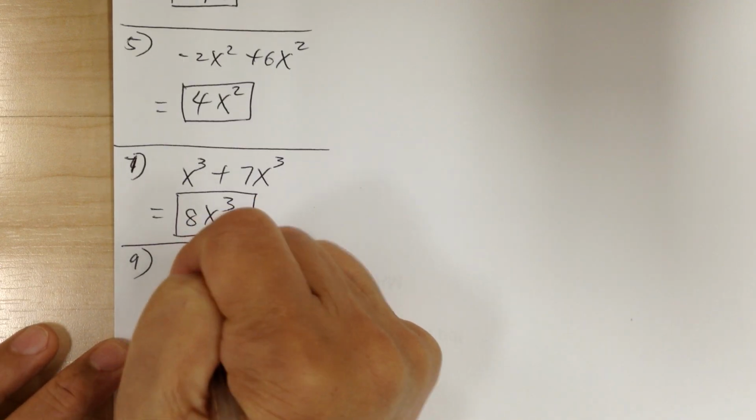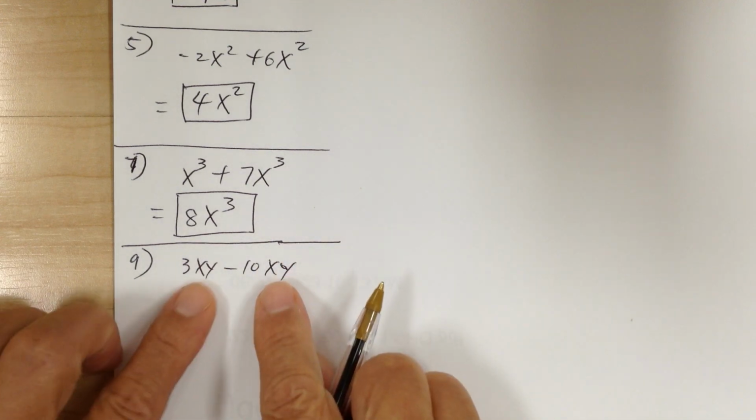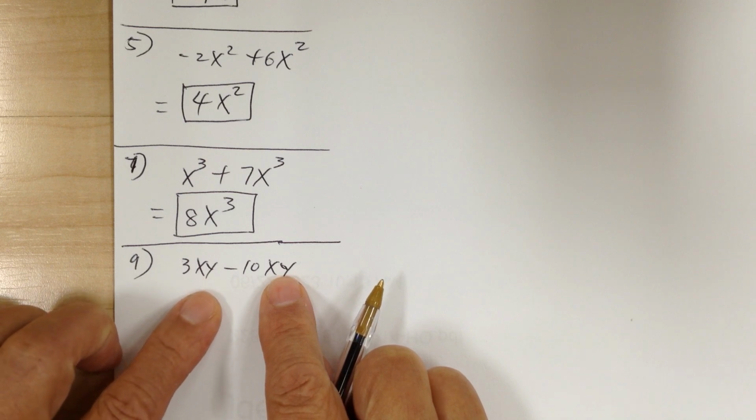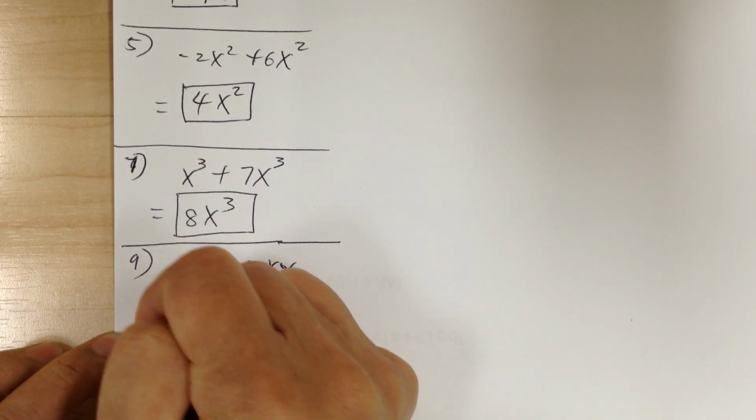Okay, next one you got 3xy minus 10xy. Again, look at your variable, they are exactly the same, so these are like terms. So you got 3 minus 10 will give you negative 7.